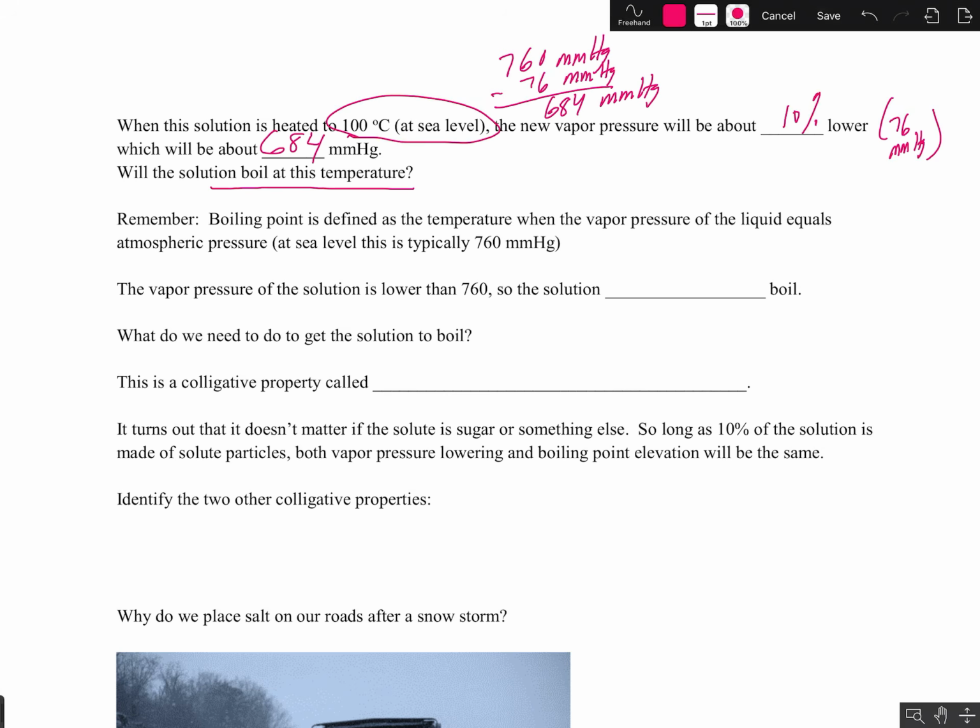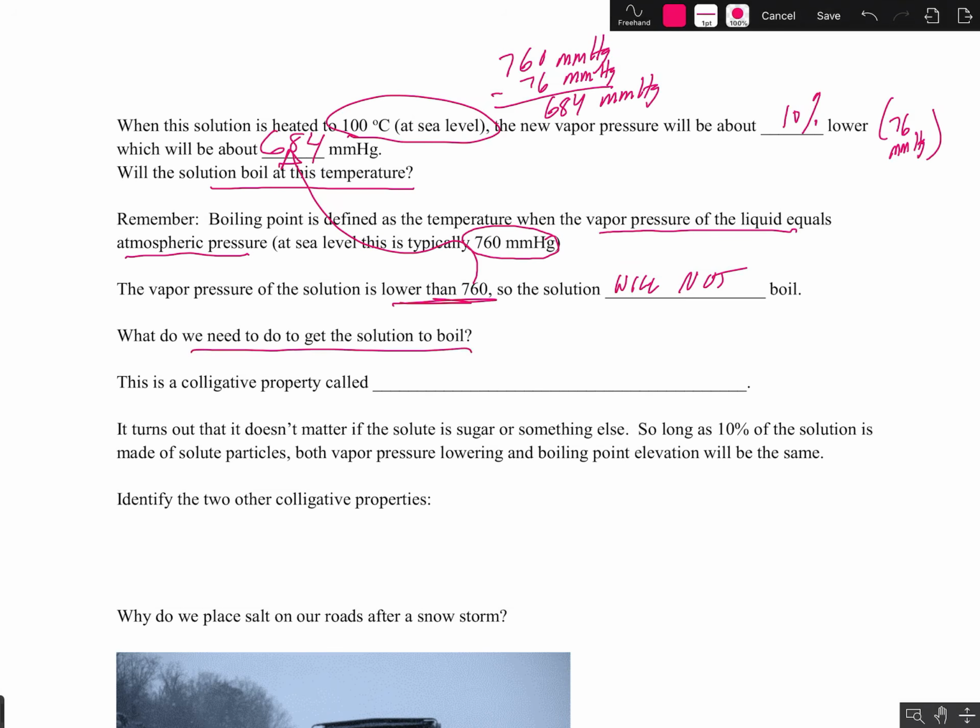Question, will the solution boil at this temperature? It won't. Remember, because boiling point is defined as the temperature when the vapor pressure of the liquid equals atmospheric pressure, which is typically 760. So the vapor pressure of the solution is lower than 760. Remember, it's only 684? So how do we get it to boil? Yeah, it's not hot enough yet, is it? So the solution right now at 100 degrees Celsius will not boil.